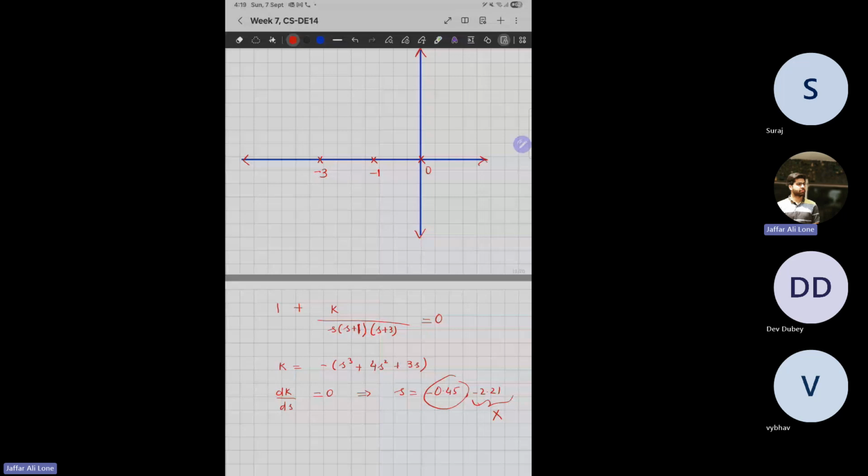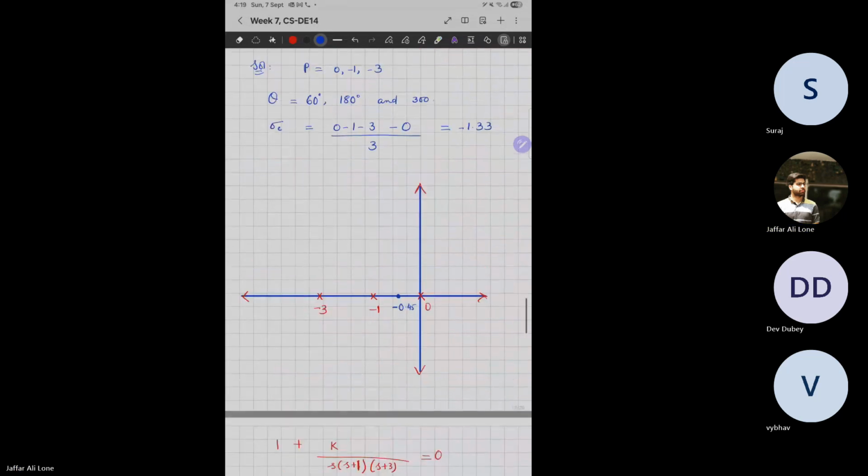So my breakpoint is minus 0.45, and my centroid is minus 1.33. Oh, centroid is not this. Centroid is this. Minus 1.33. Okay, so I got breakpoint, I got centroid, I think I'm done. I can plot the root locus.